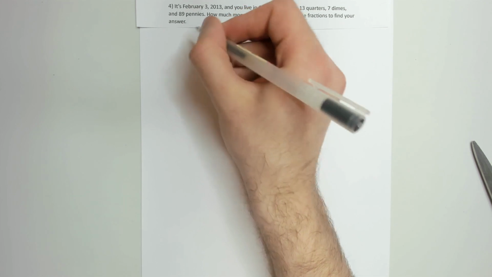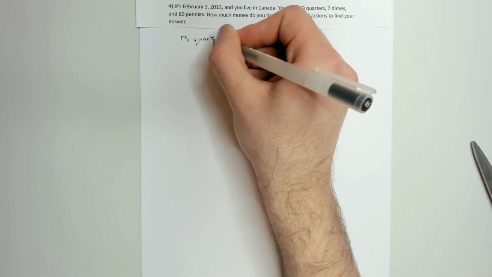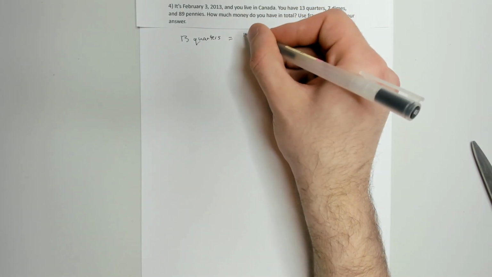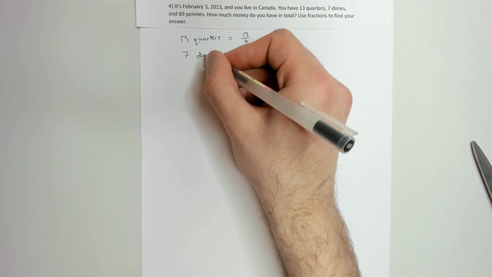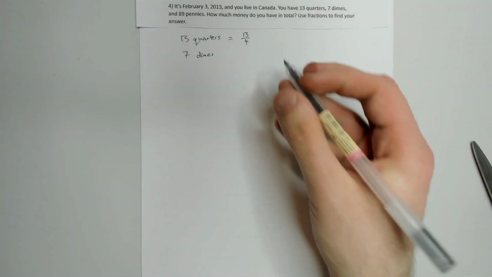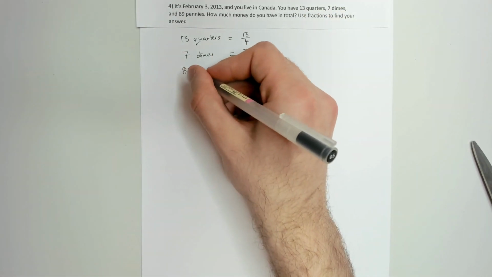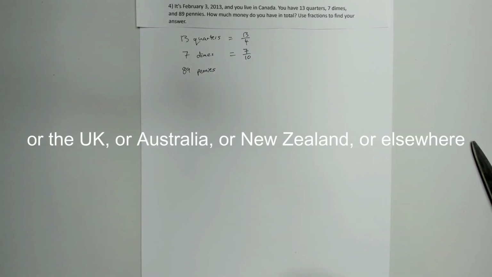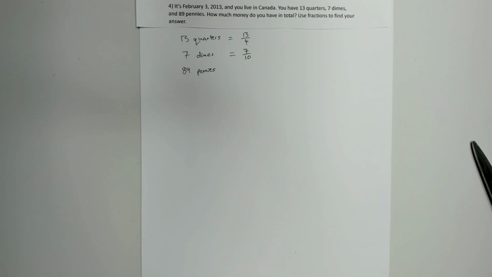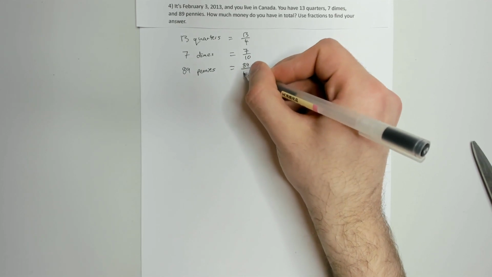So we have 13 quarters. So recall that 13 quarters, literally in the name, can be expressed as a fraction of 13 over 4. 7 dimes, right? So 1 dime is a tenth of a dollar, so 7 of them, that's going to be 7/10. And then 89 pennies. If you are from America or Canada, you will probably know that 1 penny is a hundredth of a dollar. Basically, there's 100 pennies in $1. So if we have 89, then we have 89 hundredths.